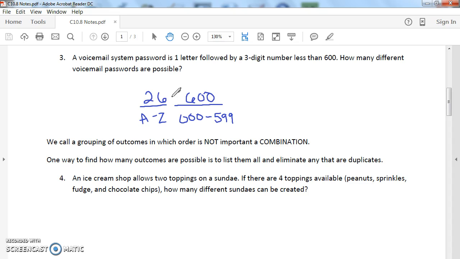So we're choosing from 2 things, 1 letter and 1 number, and that would be 26 times 600, which is equal to 15,600. So that is how many passwords are possible given that setup.